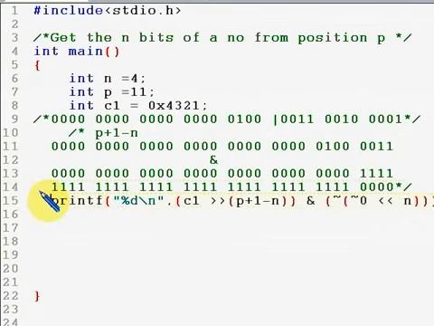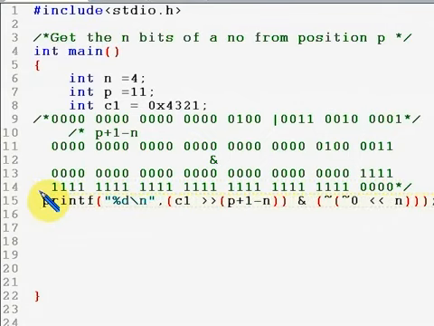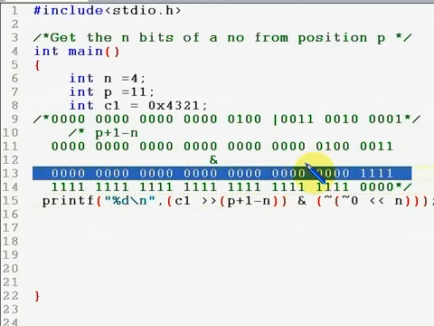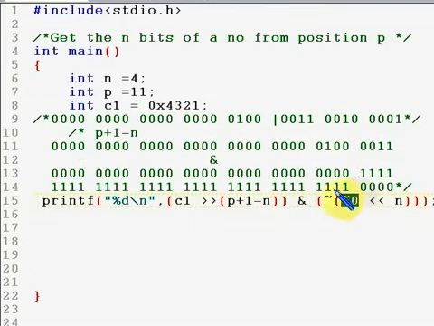So this is the expression we have. What I'm doing is taking C1, right shifting it by P plus 1 minus n, and ANDing it with this number. So how do I get this number? First I get all ones, and I get this number by left shifting it by n, and then I ones complement to get this number. Absolutely easy. See, the solution is just one line.